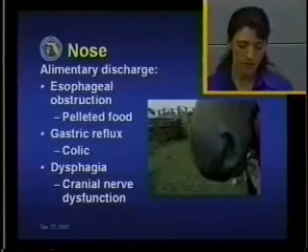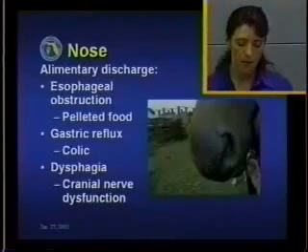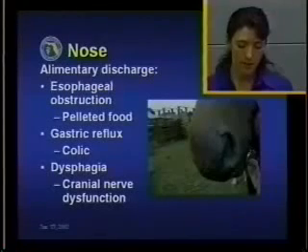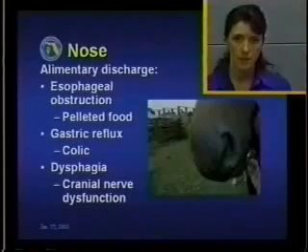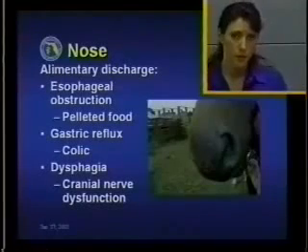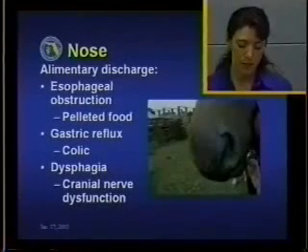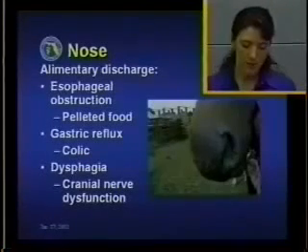This is diagnosed by trying to pass a nasogastric tube in the horse, and most commonly this nasogastric tube will not pass the obstruction. Gastric reflux can sometimes result in a bilateral alimentary discharge, and this is associated with a colic that prevents the stomach from emptying and causes horses to empty their stomach by refluxing spontaneously, but in most cases this is prevented by the length of the soft palate in horses, and therefore the pressure can become such that the stomach will actually rupture. Another cause of bilateral alimentary discharge will be dysphagia caused by cranial nerve dysfunction.